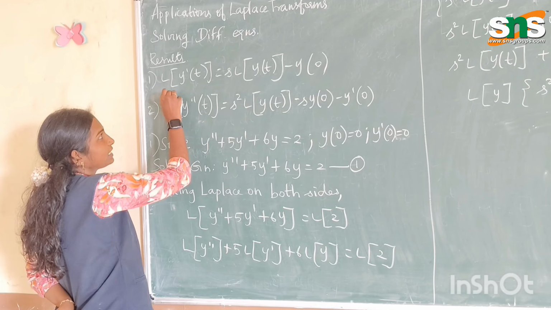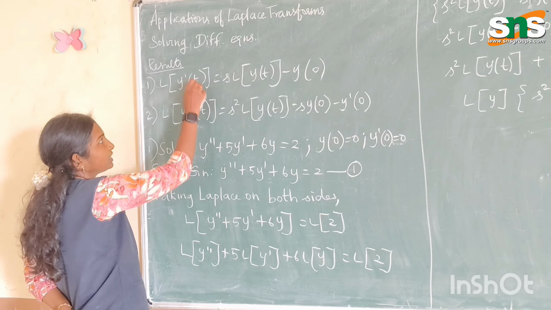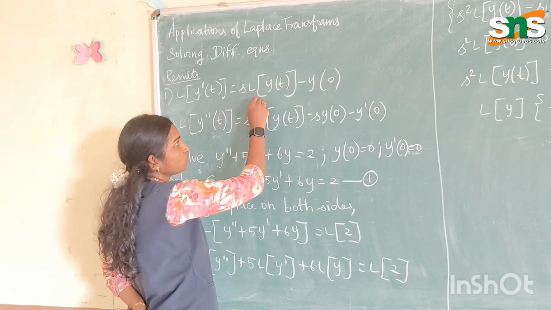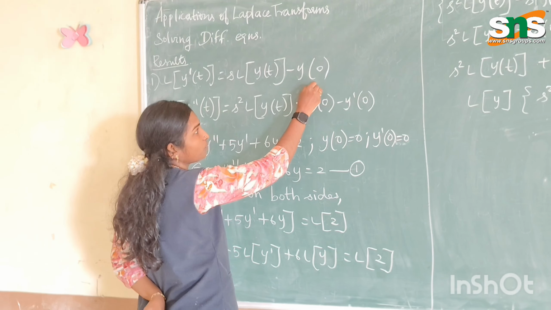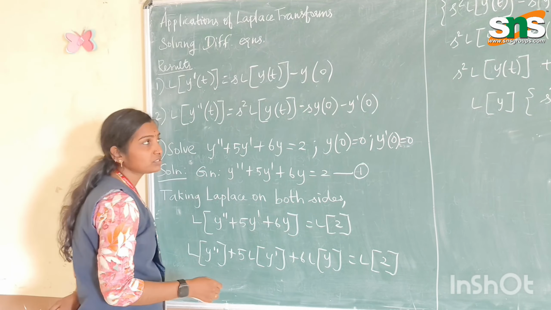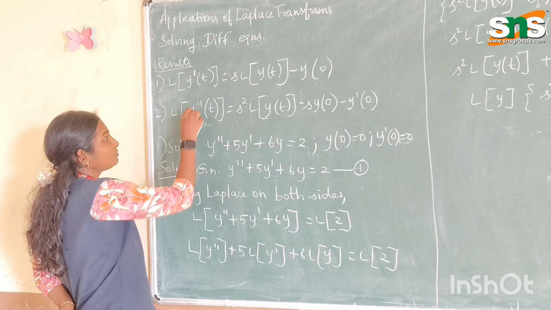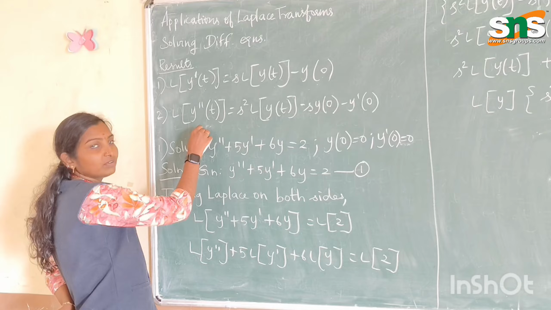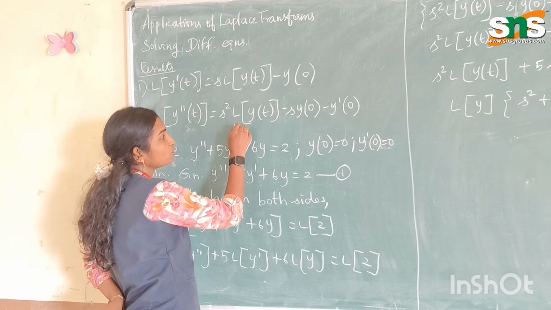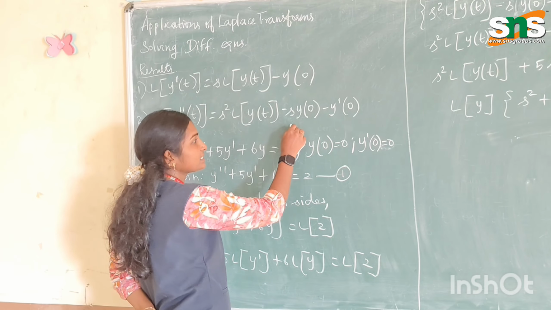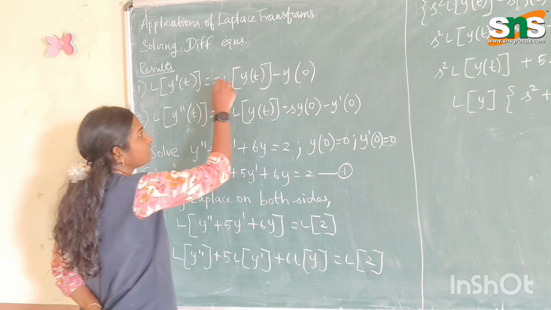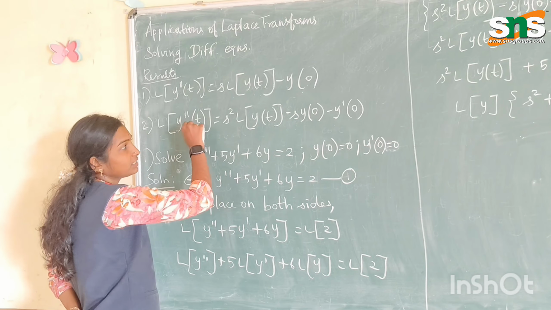First thing, L of y dash of t, the first derivative's Laplace transform, will be given by s into L of y of t minus y of 0. Y of 0 means in place of t you substitute 0. In a similar way, L of y double dash of t, the second derivative of y, will be given by s square into L of y of t minus s into y of 0 minus y dash of 0. So for the first derivative you will have 2 terms, for the second derivative you will have 3 terms.